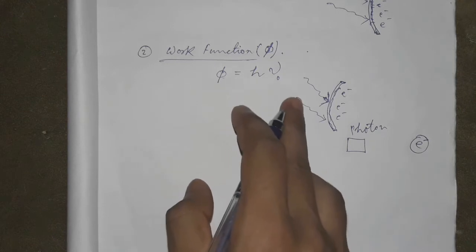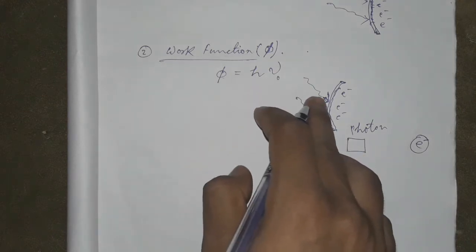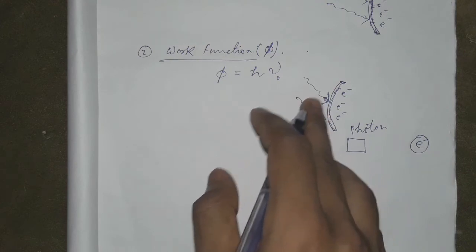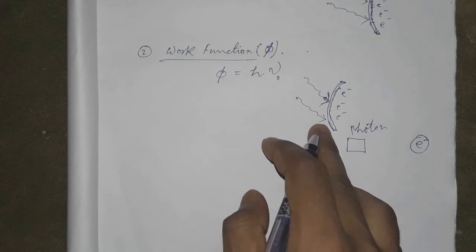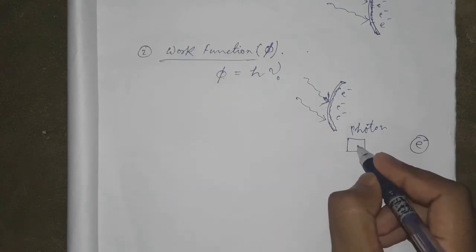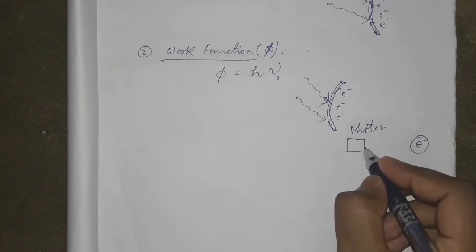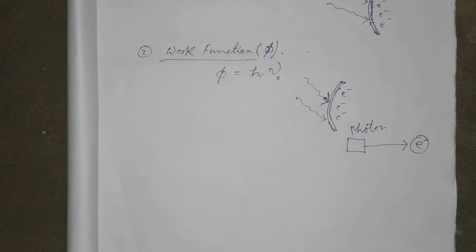So when we strike this metal with the proper, required, selective light, the entire energy of the photon will be transferred to this electron. And after that, what will happen?